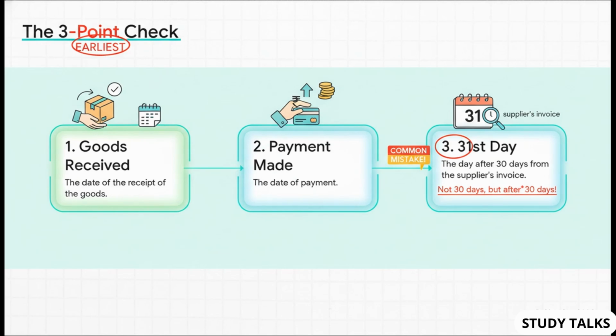Number 1, the date you actually get the goods. Number 2, the date you pay for them. And number 3, the 31st day from the date of the supplier's invoice. Just be careful, it's not 30 days. It's the day after 30 days. And the most important word on this slide is earliest. We're always looking for what happened first.